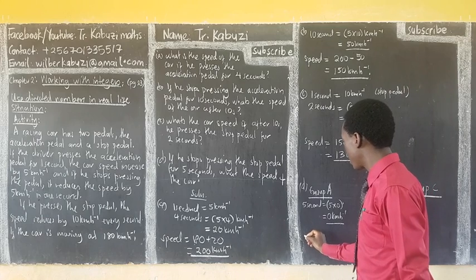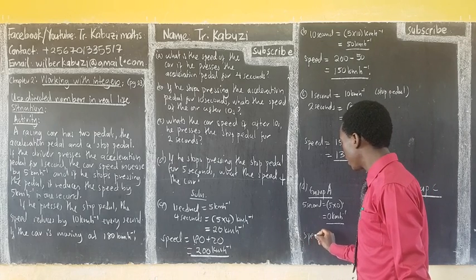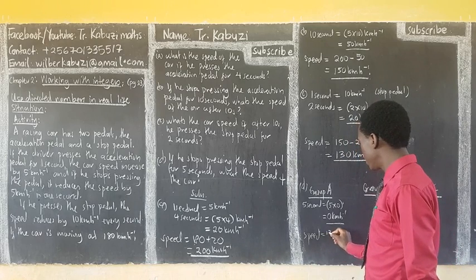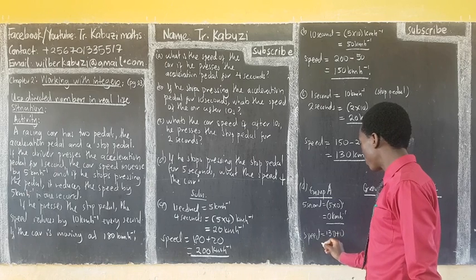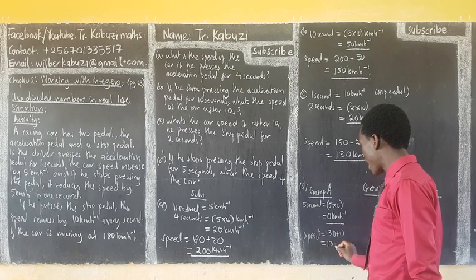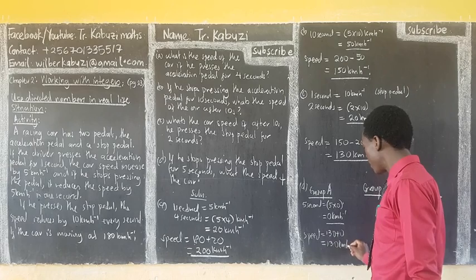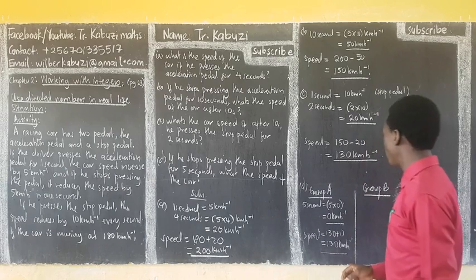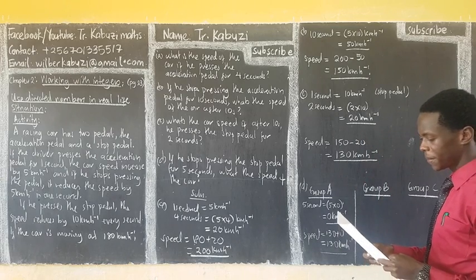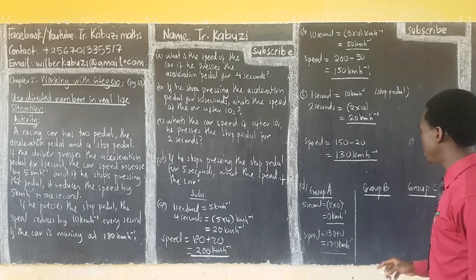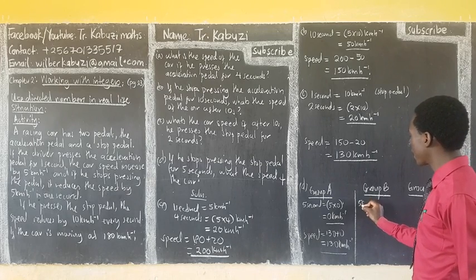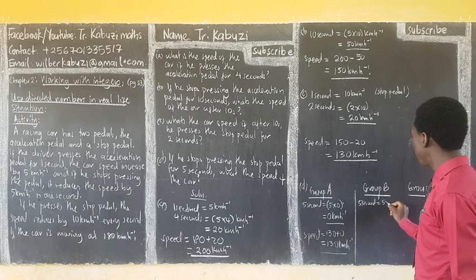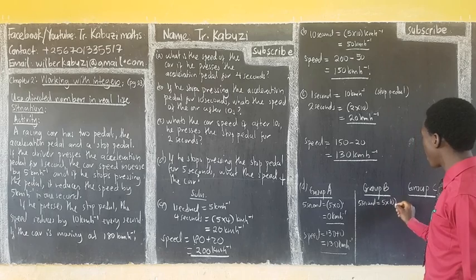So then they came here and they said the speed is 130 plus 0, which is giving us 130 kilometers per hour. Okay, this is group A. Then group B, so this is what group B did. 5 seconds will be equal to 5 times 10.